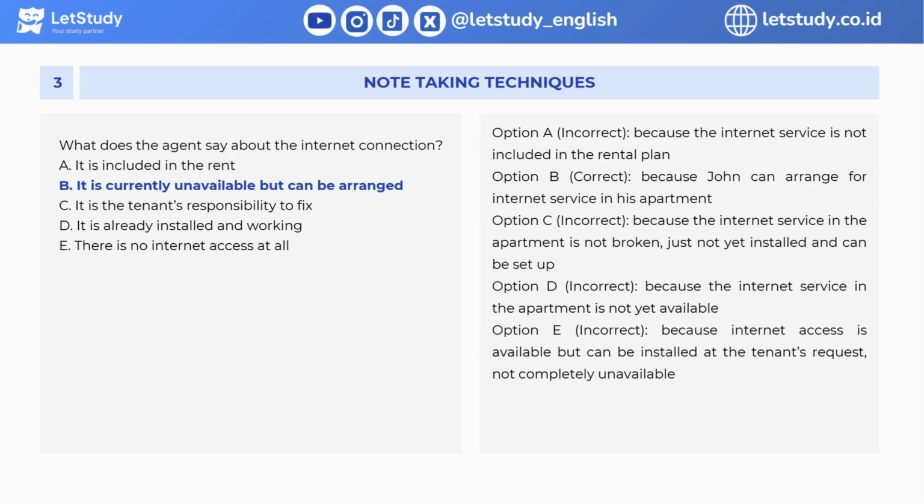Option A is incorrect because the internet service is not included in the rental plan. Option C is also incorrect because the internet service in the apartment is not broken, just not yet installed and can be set up. Option D is incorrect because the internet service in the apartment is not yet available, and option E is incorrect because the internet access is available but can be installed at the tenant's request, not completely unavailable. And the correct answer is B.